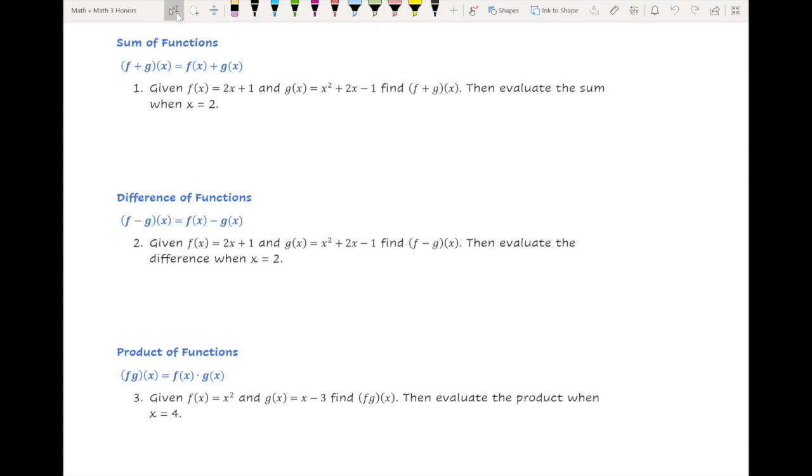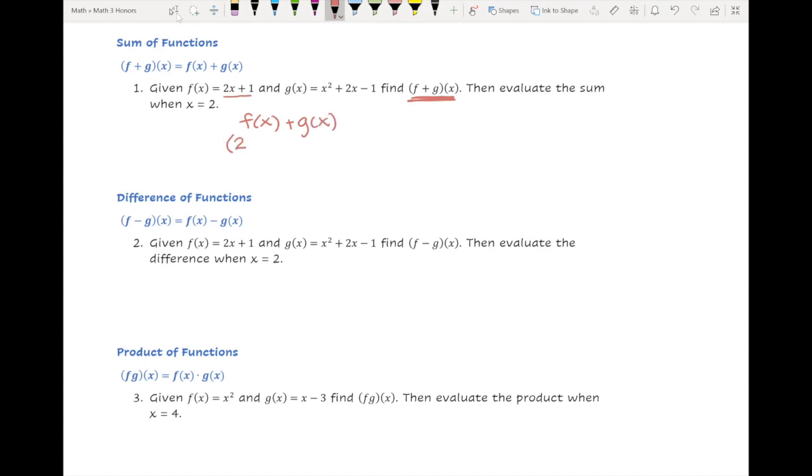They have used the f of x and g of x function. Here are those two separate functions, and it says to find f plus g of x. Then evaluate the sum when x equals 2. So let's start with our f plus g of x. I'm going to do the entire f of x function plus the entire g of x function, which it says that f of x equals 2x plus 1.